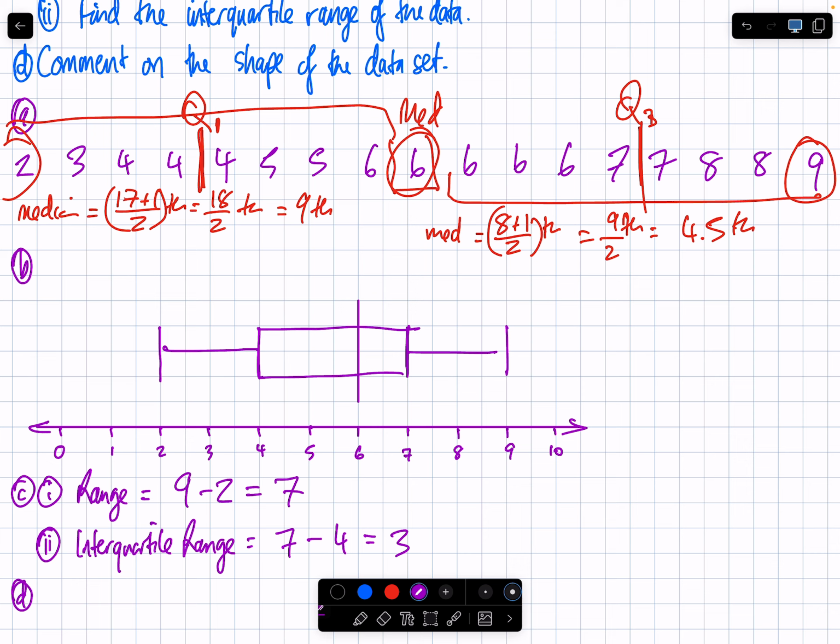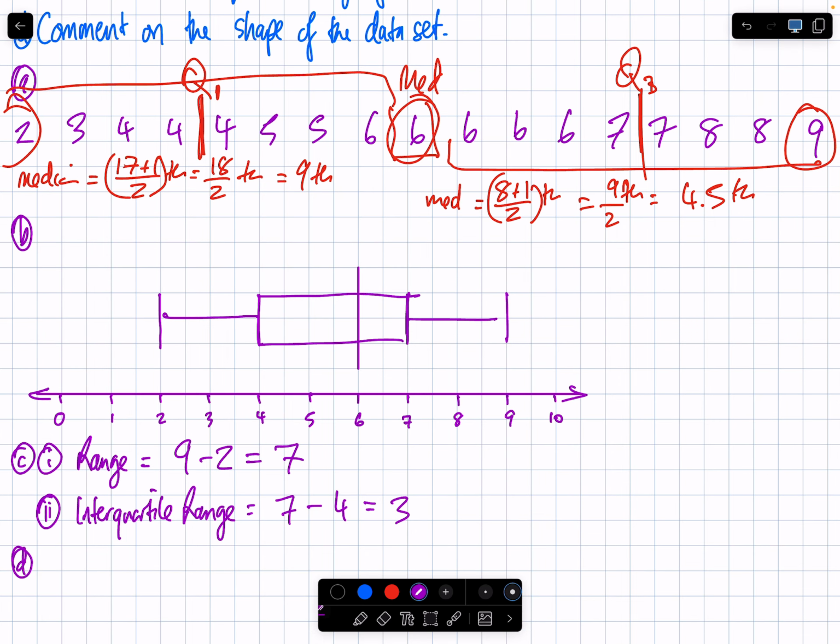Then D, comment on the shape of the data set. Where is this compressed? On the high end or the low end? High end, because the box is squished there, and also the whisker is more squished than that. So what kind of skew is it when you've got more data on the high end? Negatively skewed. It's the opposite of what you think.